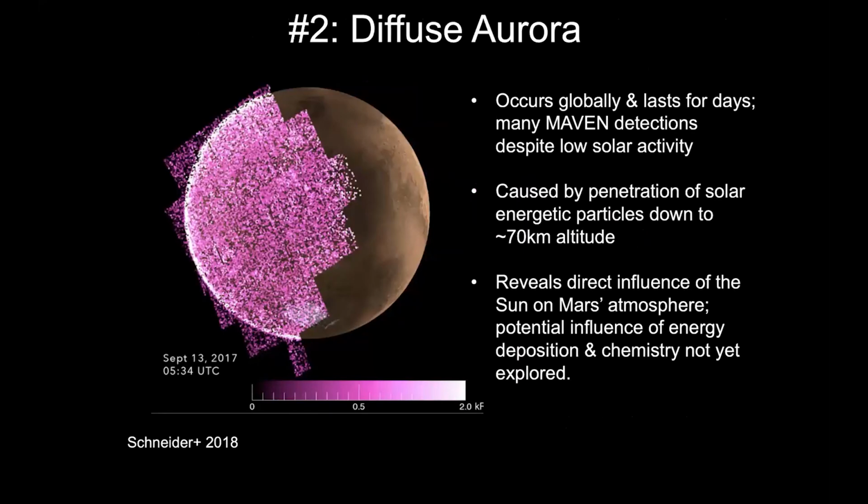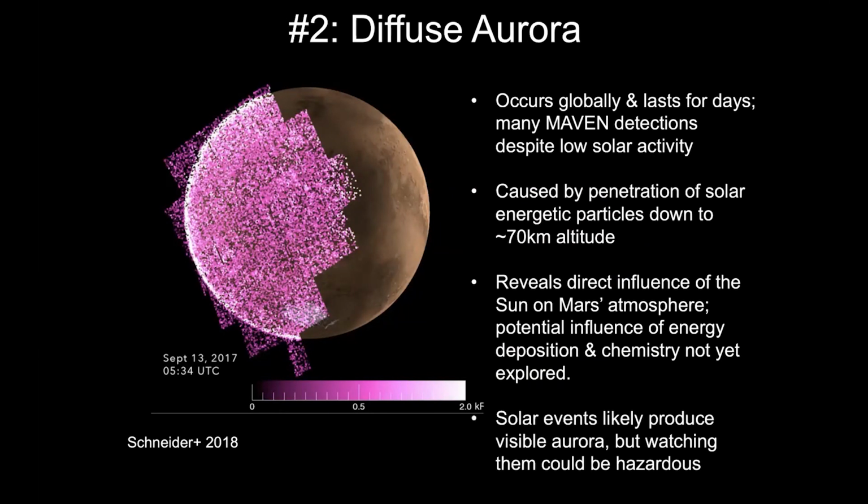This is an image from the height of that space weather event. And even though solar activity was low, we saw very bright emission at the limb and on the disk of the planet. And it actually penetrated down at least to 70 kilometers at the energy range of interest to us. But more to the point, the aurora here, both ultraviolet and certainly in the visible, could have been visible to astronauts, but it would be hazardous.